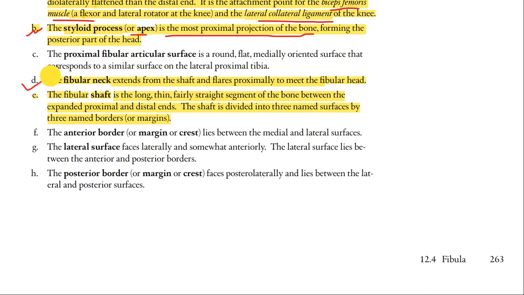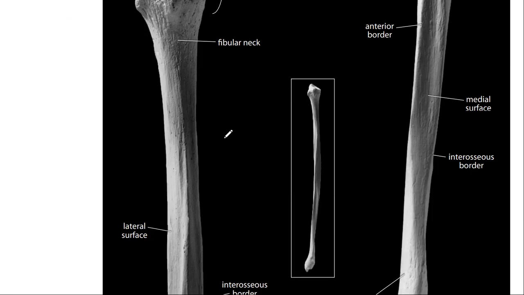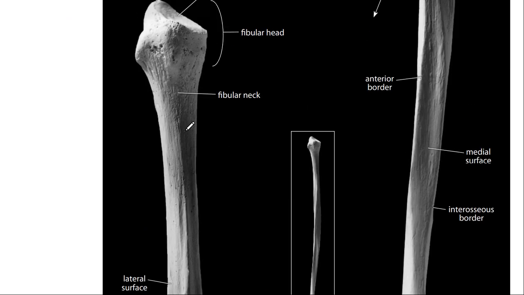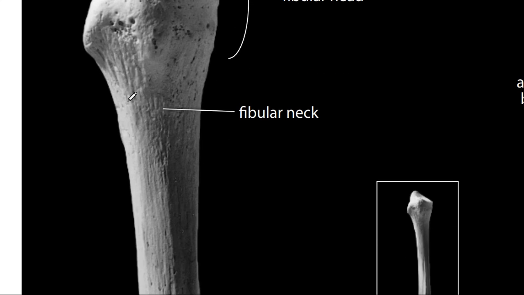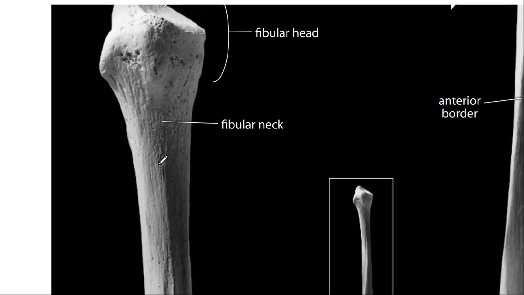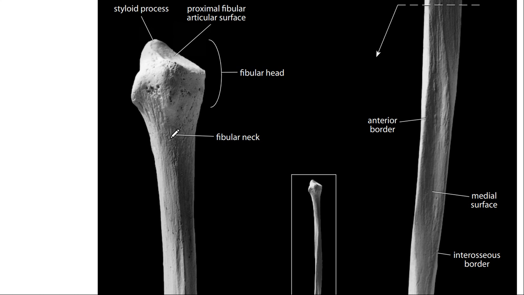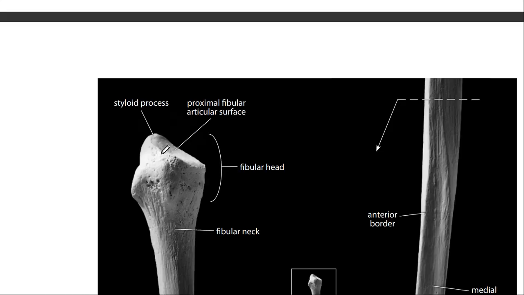Then there is the fibular neck, which extends from the shaft and flares proximally to meet the fibular head, right? Now you can also see that muscle attachment is leaving a very good impression on the bone. Here, this is all because of the muscle attachment and also the wear and tear of the bone, but more or less it's the attachment of the muscles that gives this impression.